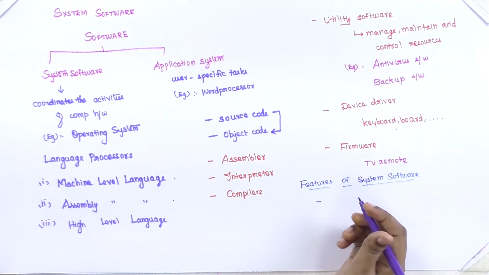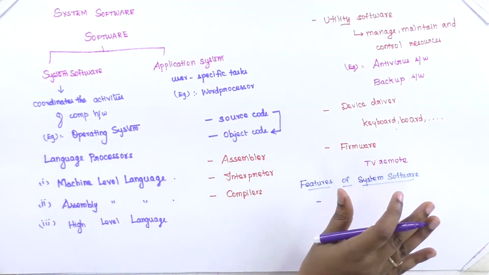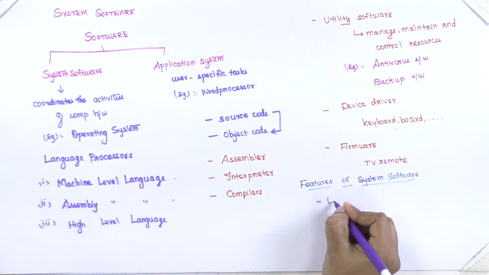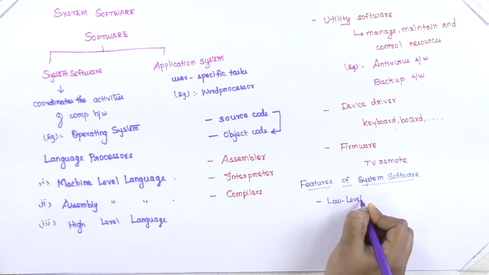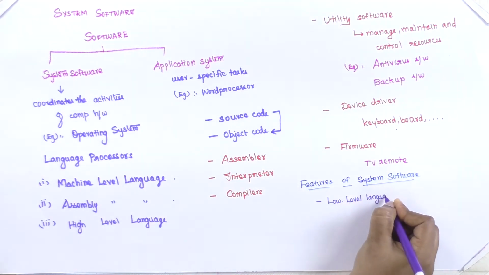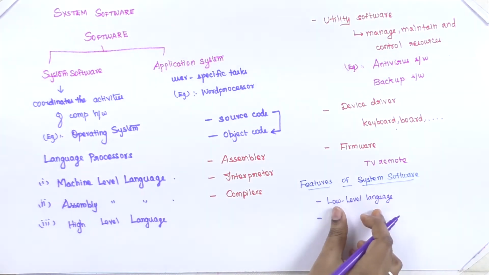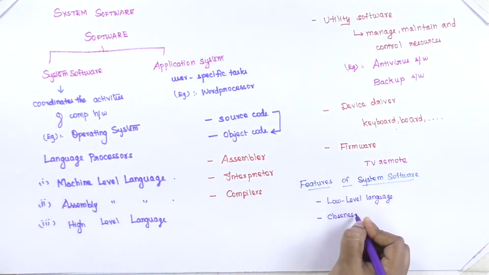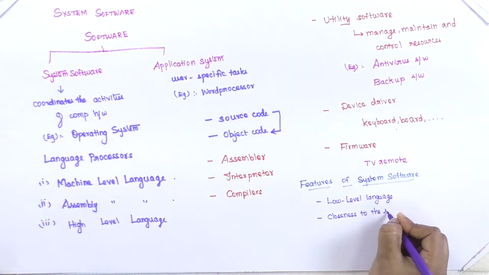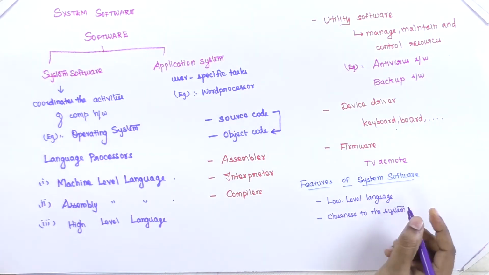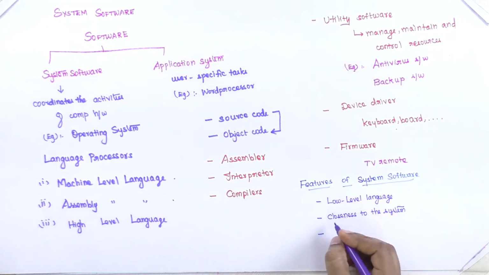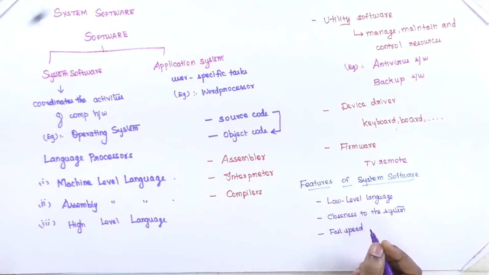First feature, as we all know, system software is a machine understandable software. So this system software will be written in low level language. Since it is written in low level language, it provides a closeness to the system. Since it is very close to the system, it works faster. So the speed of our system software is very fast.